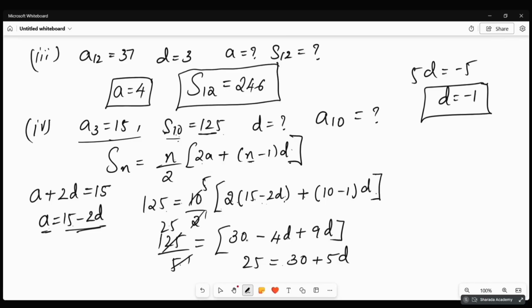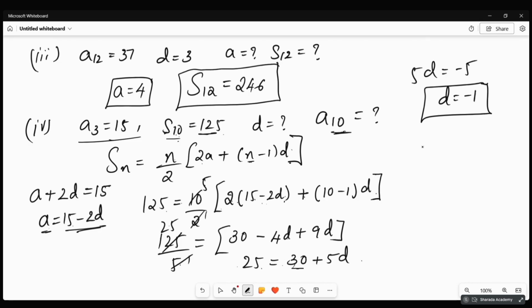Or 25 is 30 plus 5D. If I shift 30 to the other side, 25 minus 30. One is plus, other minus. So for subtraction, put the sign of the bigger number. So minus 5. Minus 5 is equal to 5D, or D is minus 1. Okay, then you should find A10.